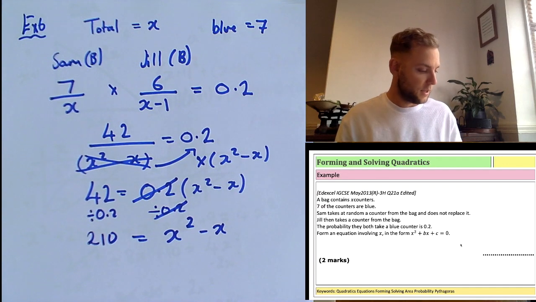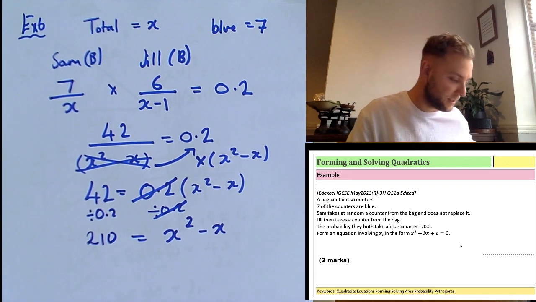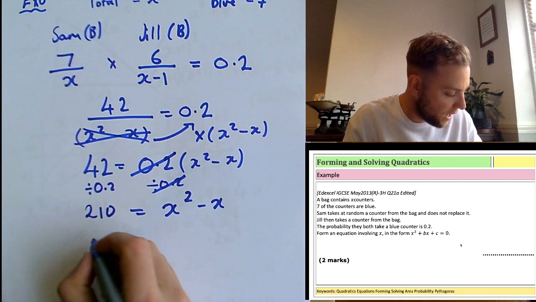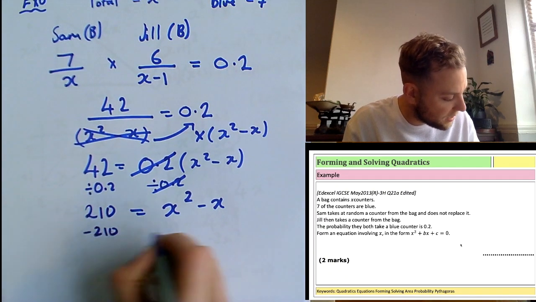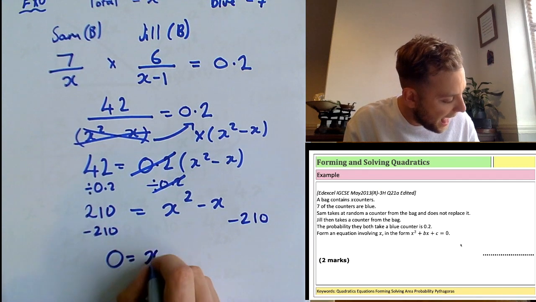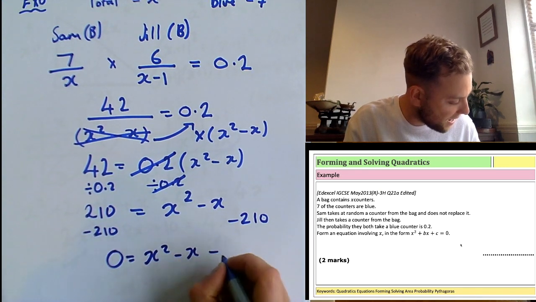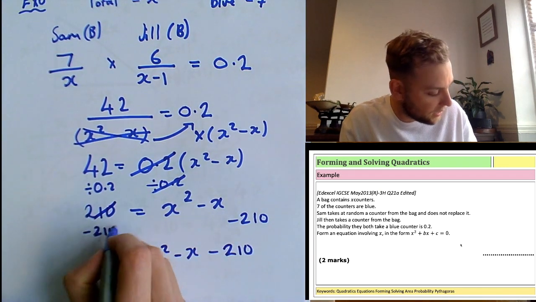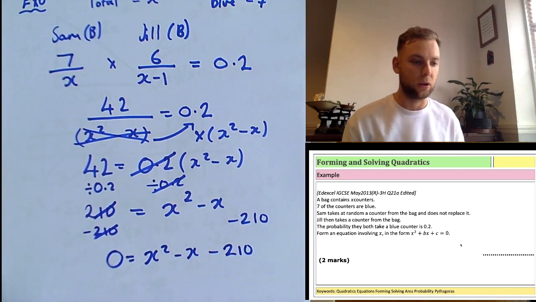Okay. The last stage is that I need to make this equal to 0. So I'm going to take this away. So minus 210, minus 210. So 0 is equal to x squared minus x minus 210. They will cancel and then you will go on to solve that.